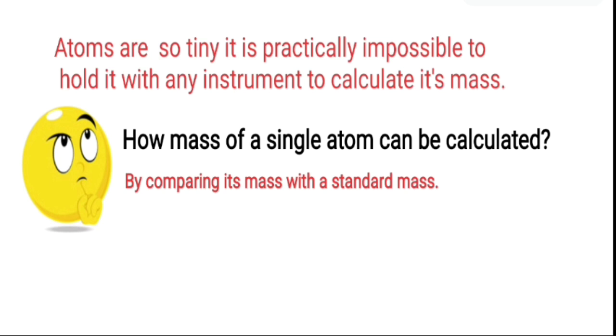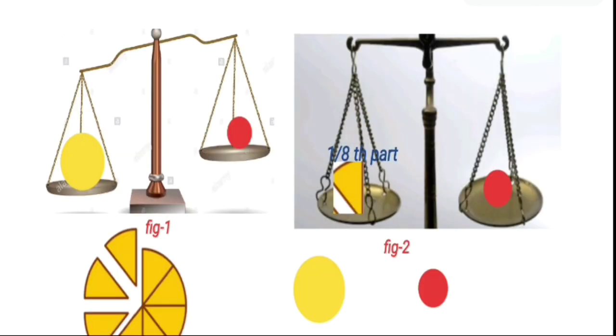Now let us have a discussion. How can we compare the mass of two substances? You can see here one yellow substance and one red substance. When we want to compare the mass of the yellow substance with the red substance, what are we doing? We are using a beam balance here. When we are using the beam balance, we can see that the mass of the yellow metal is heavier than the mass of the red metal.